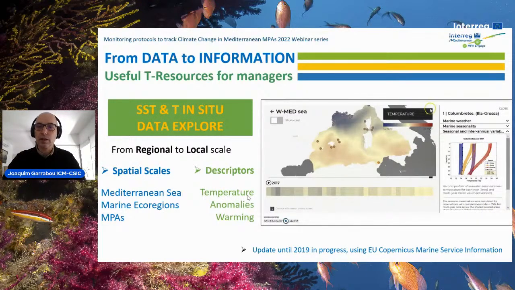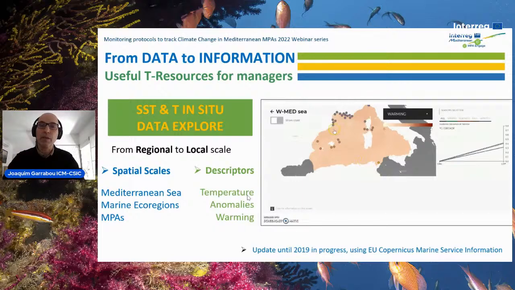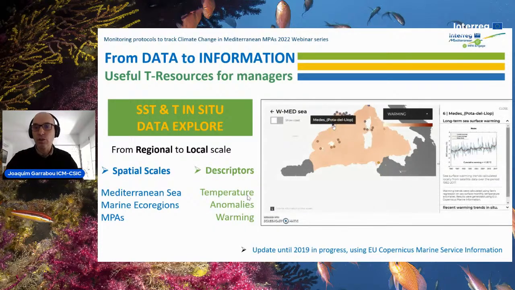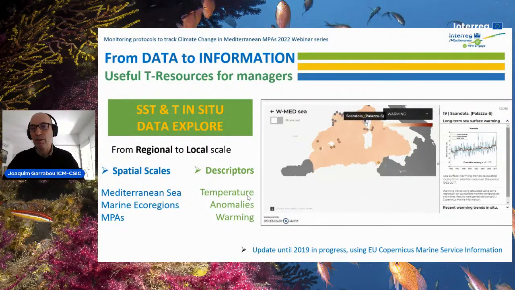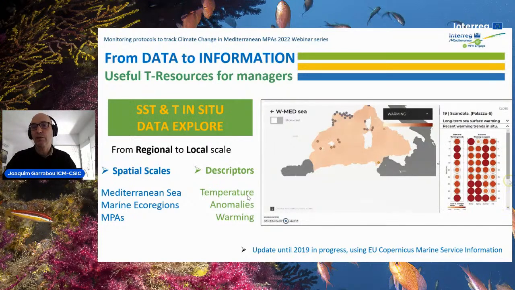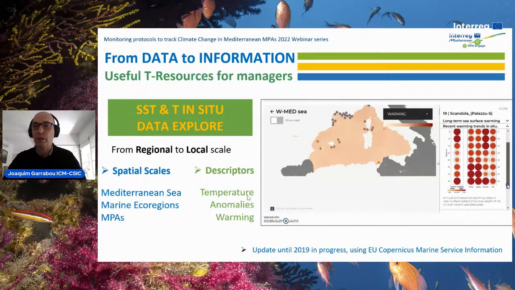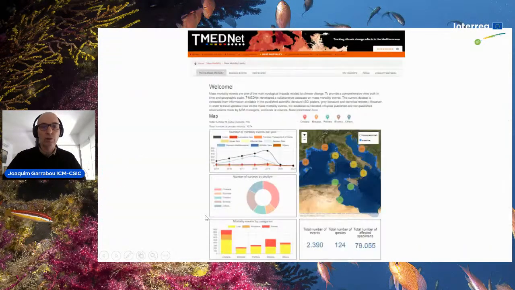And finally, we have as well some information about the warming rate. So you have the mean warming rate for the ecoregion, and then you can compare this with the information at the site level, at the MPA level. And we provide the warming rates for the surface, and this is the warming rates across the depth in the places where we have more information along temporal series.